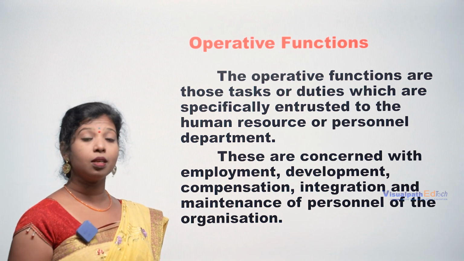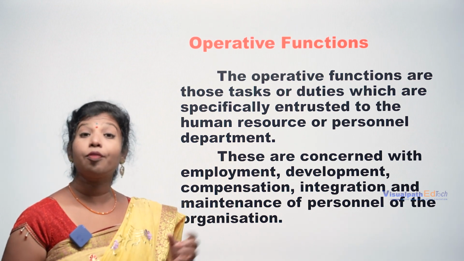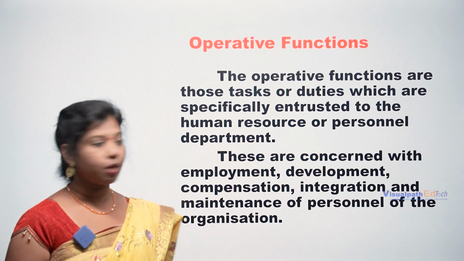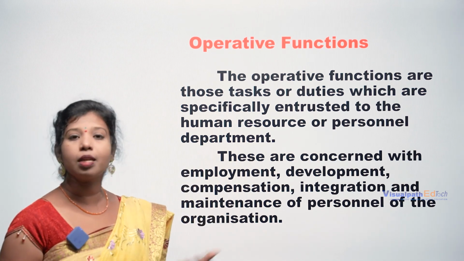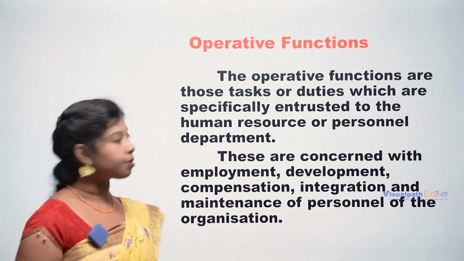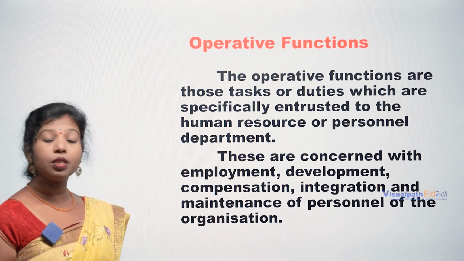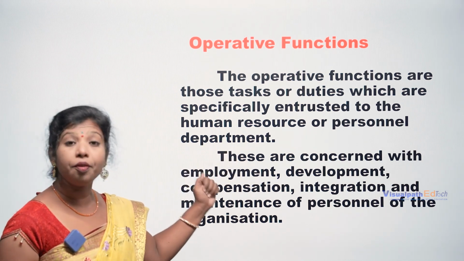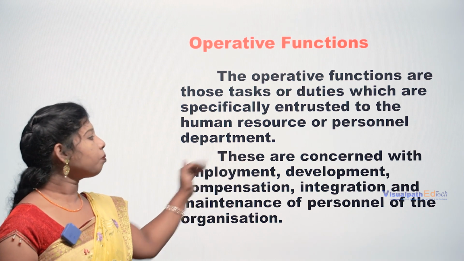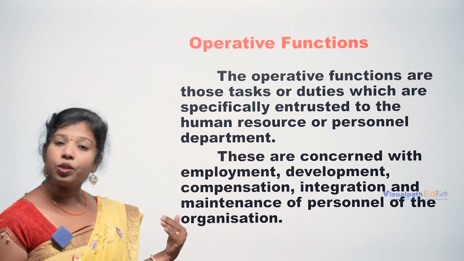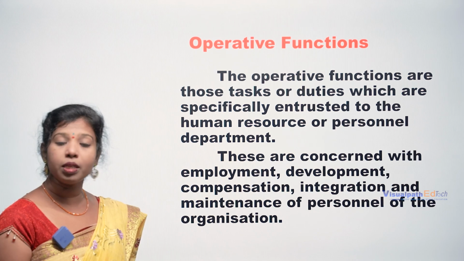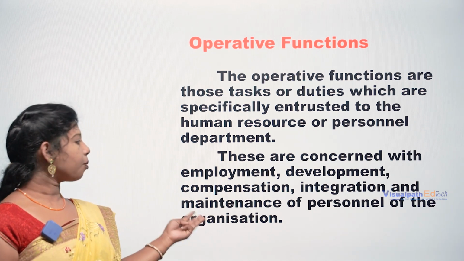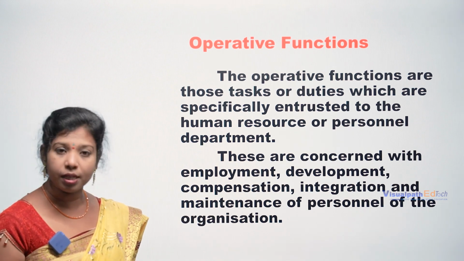In the previous lecture, we discussed the functions of HRM, and all the functions were described. In this one, I am taking a different approach to explain the operative functions. The operative functions are those duties or tasks which are specifically entrusted to a human resource or personnel department, which consist of employment, development, compensation, integration, and maintenance of personnel of the organization.